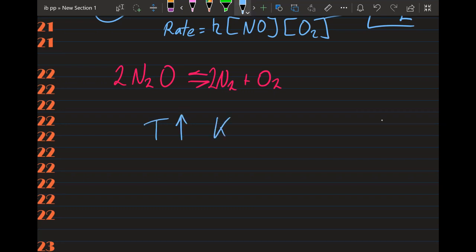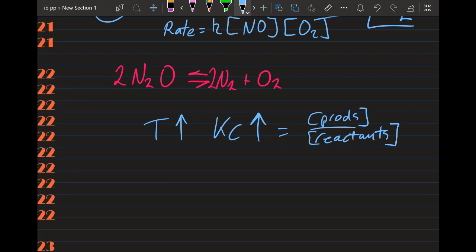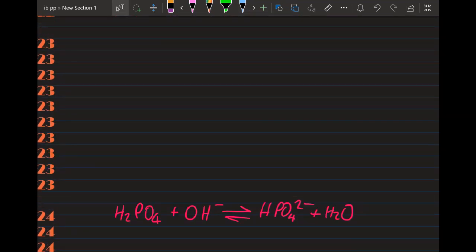22, so as the temperature increases, the value for Kc also increases. So as the temperature increases, since Kc is products over reactants, as Kc increases, the amount of products must go up and the amount of reactants must go down, which means as temperature increases, the forward reaction is going to be favoured. So that's 22A. That's not too bad. 22A. You just have to know this.